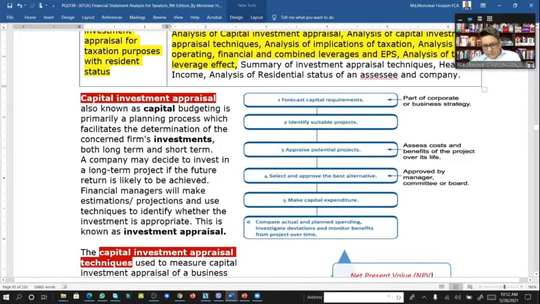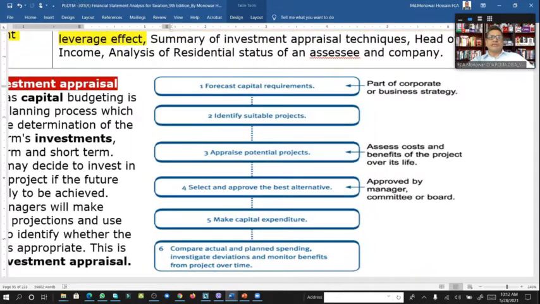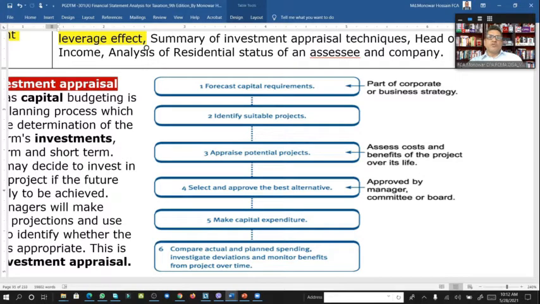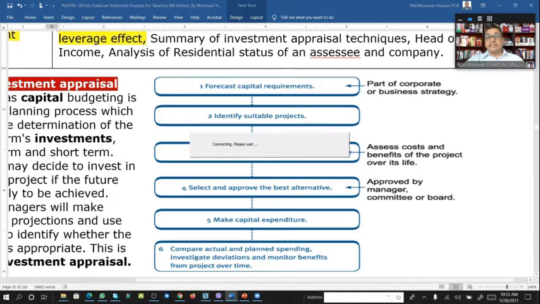First of all, capital investment, which we also know as capital budgeting, is the primary planning process used to determine the concerned investment for the company. How do we do it? Firstly, we have to forecast the capital requirement, how much money we need, as part of the corporate business strategy, identify suitable projects where we will invest it, and appraise potential projects.